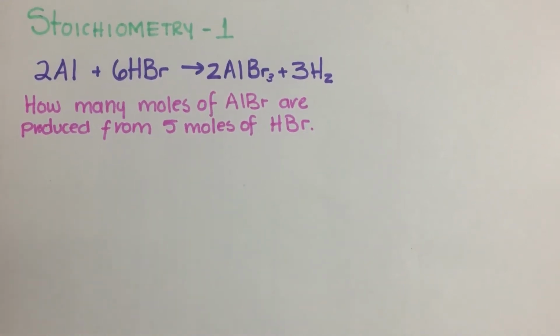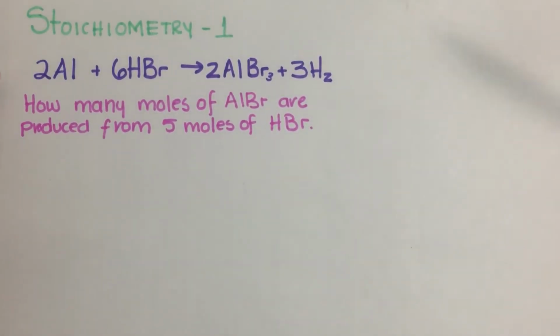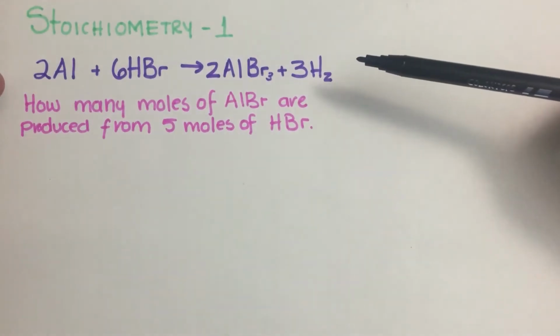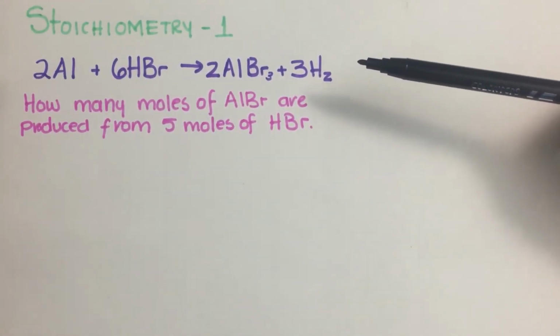All right, so let's go ahead and try some stoichiometry problems now. We're starting with stoichiometry 1, which is the basic problem. What you need to know first is that your chemical equation is always expressed in terms of moles.